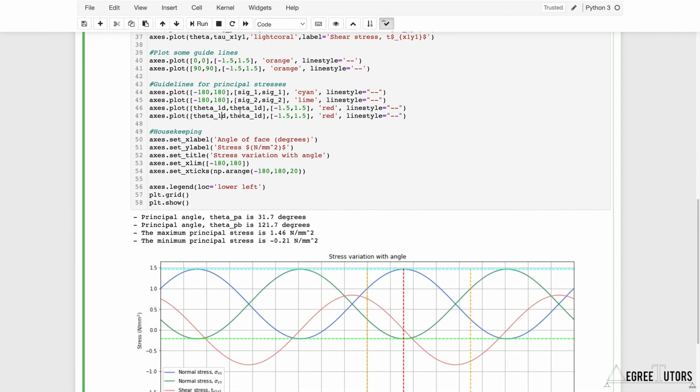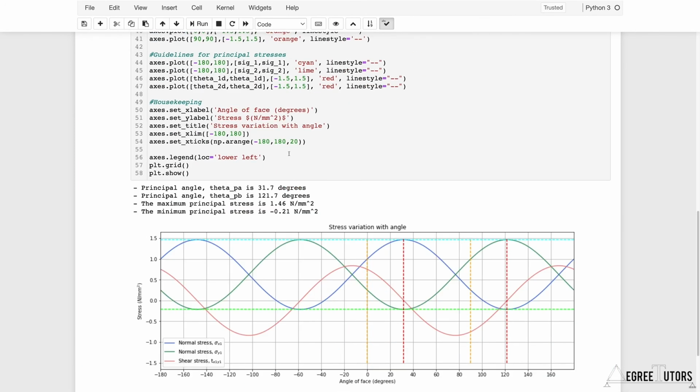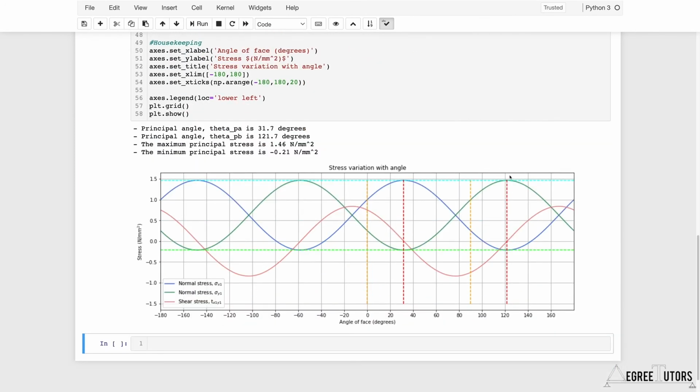Okay, let's plot theta 2, and of course it's just going to be 90 degrees further along. And there you have it. The minimum value of principal stress is occurring when theta is equal to 121.7 degrees. So if I was to keep rotating this plane, the plane on which sigma 1 is occurring at 31 degrees, it would have to continue rotating all the way around until that plane was down at 121 degrees, and that's when the value of the stress on that plane would be a minimum.